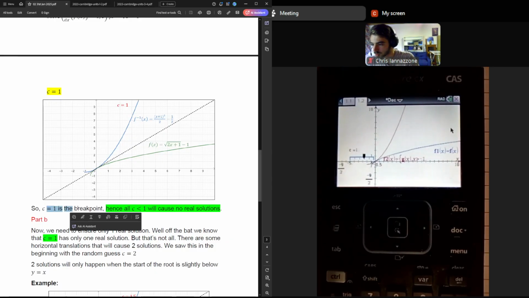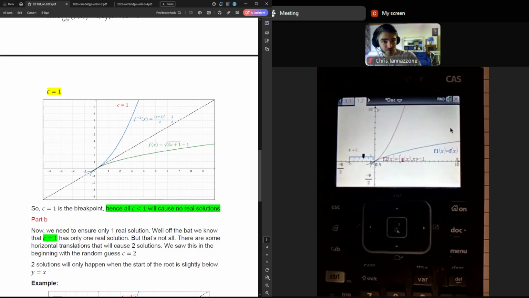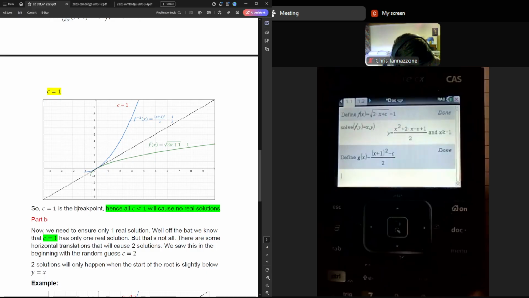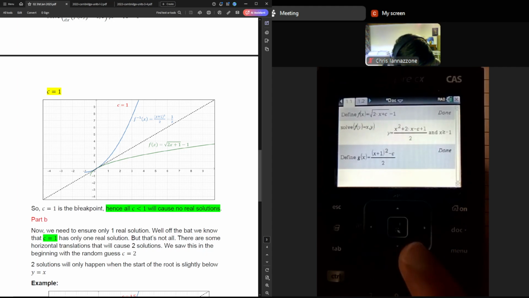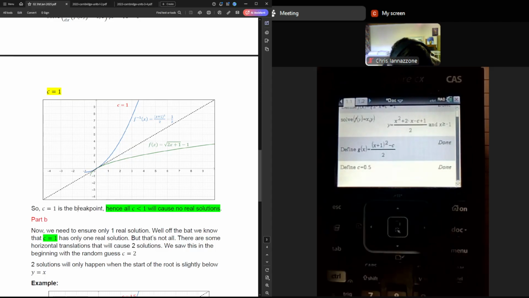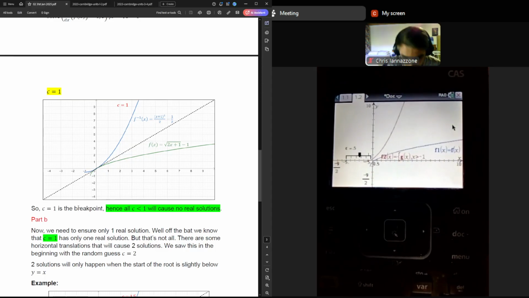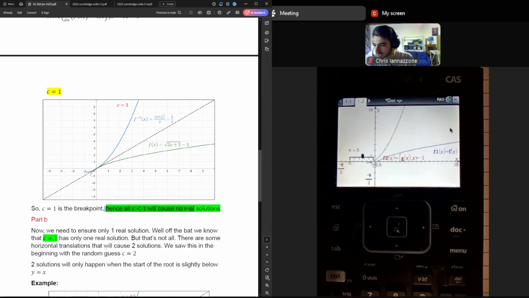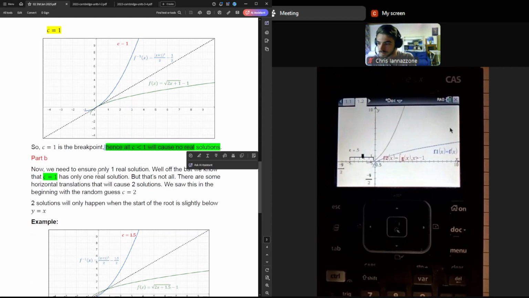So, if c equals 1 is the breakpoint, then it means that all c values less than that will cause no real solutions. So if I were to do, for example, c equals 0.5, that will be less. So I define c equals 0.5, hopefully we'll see it a bit nicely. Yeah, okay, you can see it well enough. It's diverging as soon as it gets less than 1. So that'll be the solution for c, such that we have no real solutions. There is no intersection point.